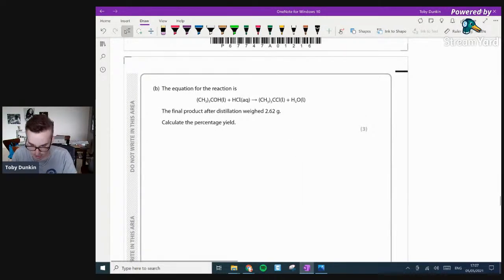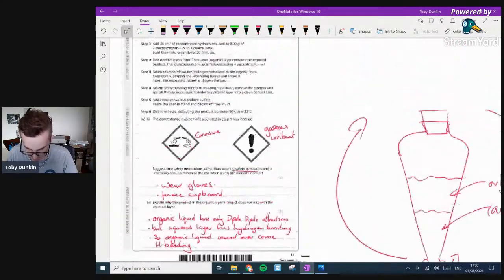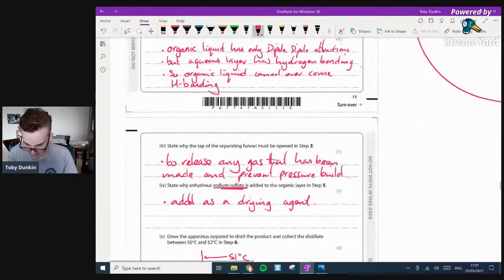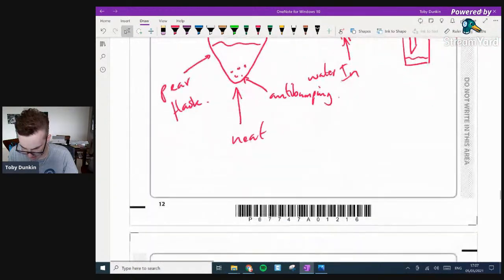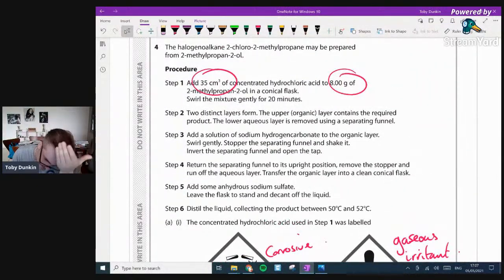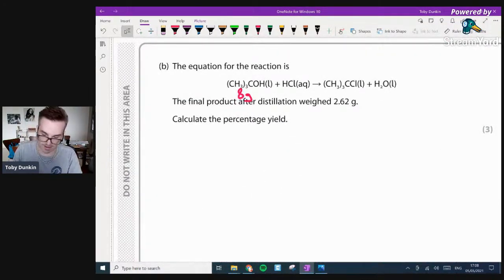Next, the equation for this reaction, the final product, and after distillation weighed 2.62 grams, calculate the percentage yield. Ugh, okay. That means I've got to calculate how much he should have made in the first place. So how much did he use? He used 35 centimeters concentrated and 8 grams of that. I'm assuming the acid's gonna be in excess. So this was 8 grams of that guy. Oh no, that's propanol. And then what was that? Hasn't given us the density of it. The acid will probably be in excess, I'm assuming. Concentrated hydrochloric acid. 8 grams of the alcohol. They haven't given us the density of the fluid, so we can't work out the number of moles of that anyway. So 8 grams it is.